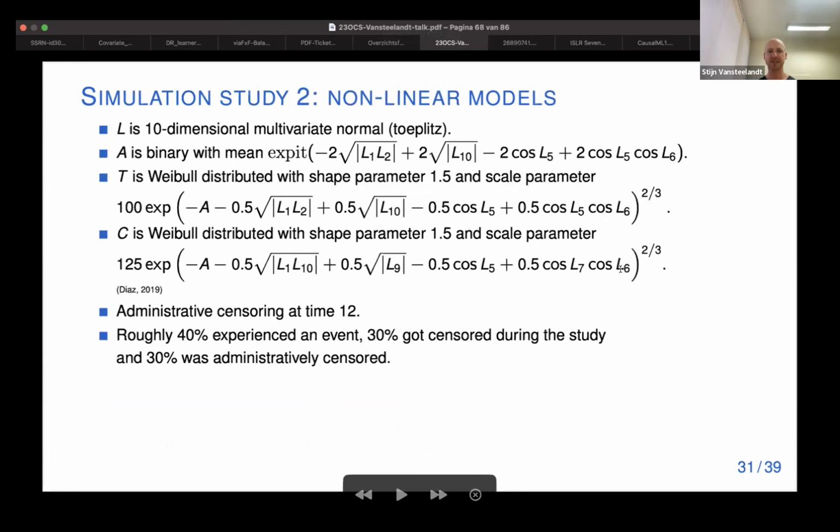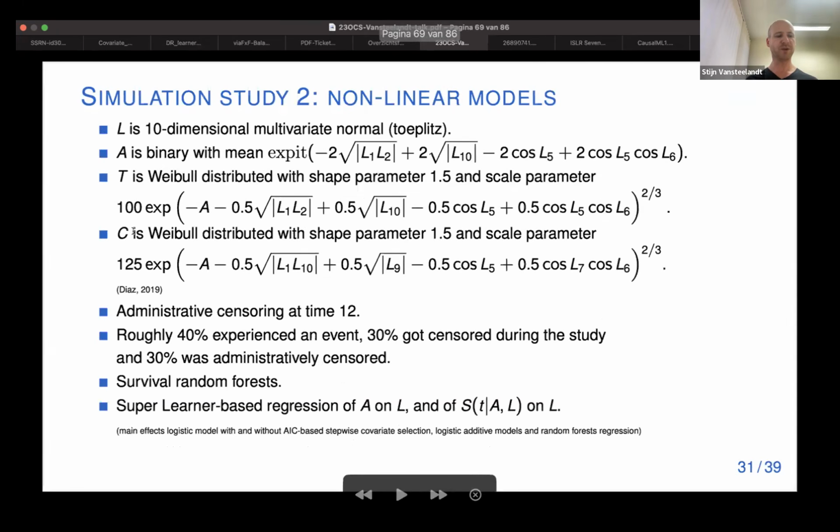This is a more challenging simulation study where I'm looking at a 10-dimensional covariate vector L, but now we have fairly complex relations between the covariates and the exposure, as well as between covariates and the endpoint and censoring. And so here we use survival random forests for the survival probabilities and the cumulative hazards. And then again superlearner for the regression of A on L, as well as the regression of the survival probabilities on L.